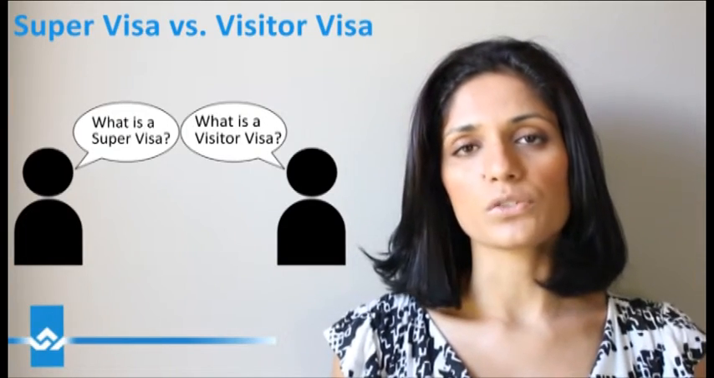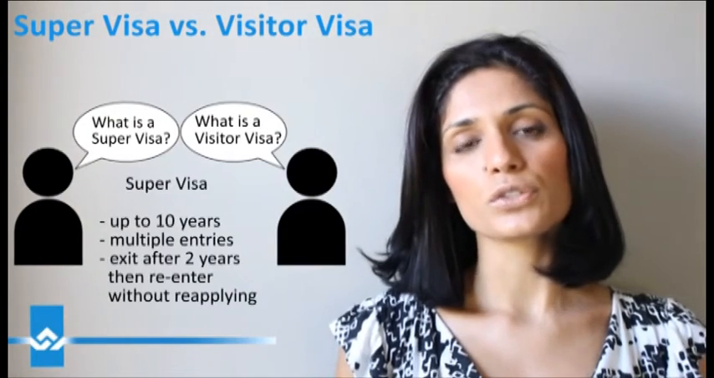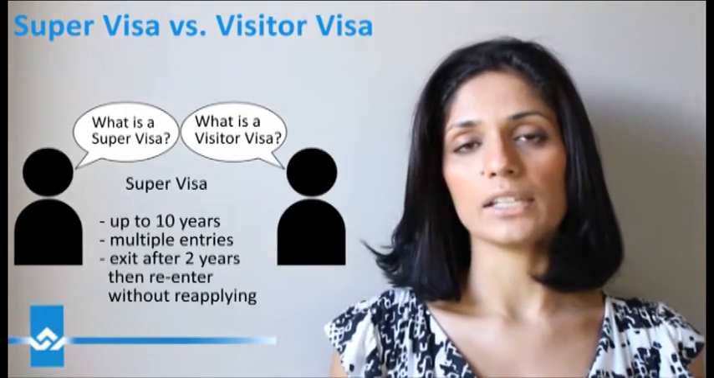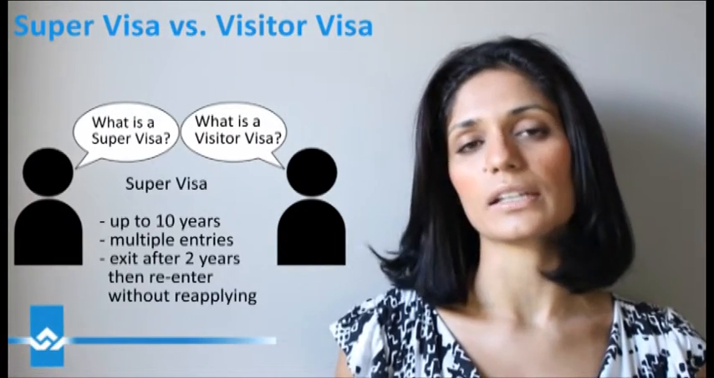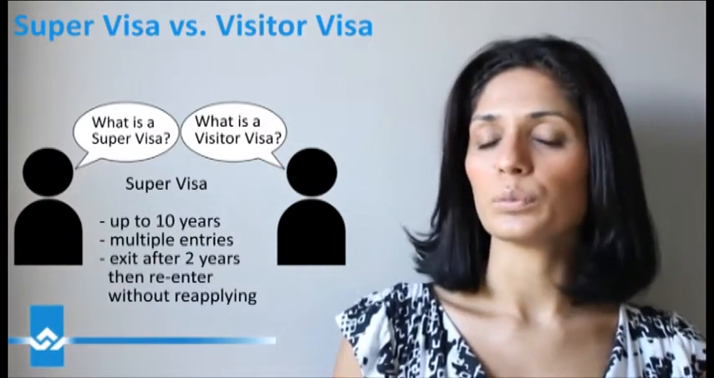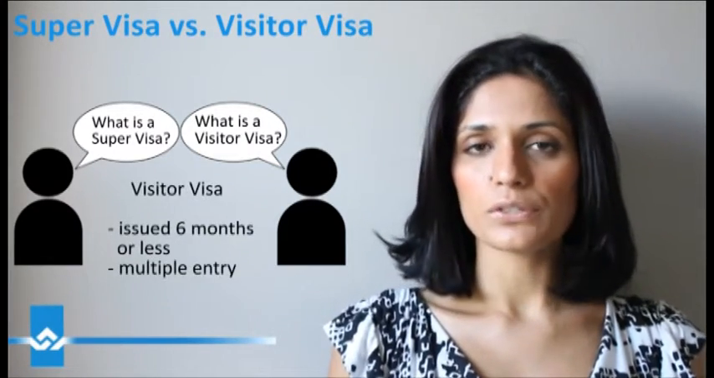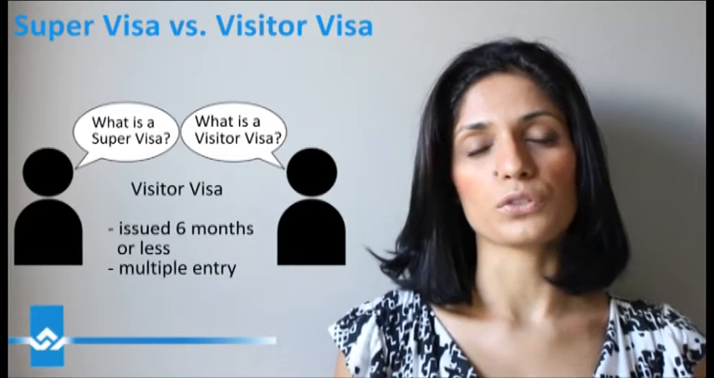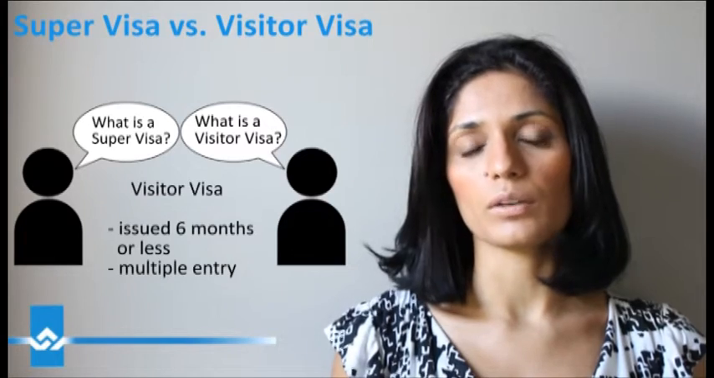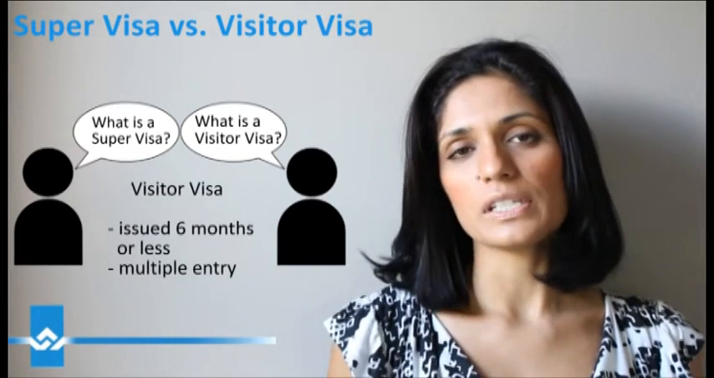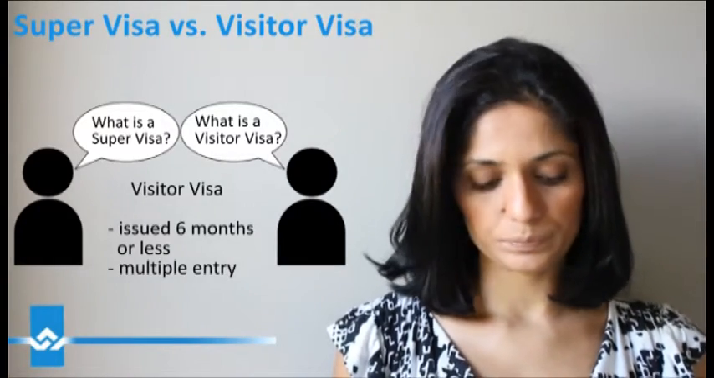The other difference between the super visa and the visitor visa is obviously the length that is issued. For the super visa, it's issued for 10 years, and the applicant can stay in Canada for two years consecutive, and then exit and then re-enter, because it's a multiple entry visa, without reapplying. The visitor visa, however, is usually issued for 6 months or less, and though it could be multiple entry for the validity of that visa, the visa is issued for far less period of time than the super visa.